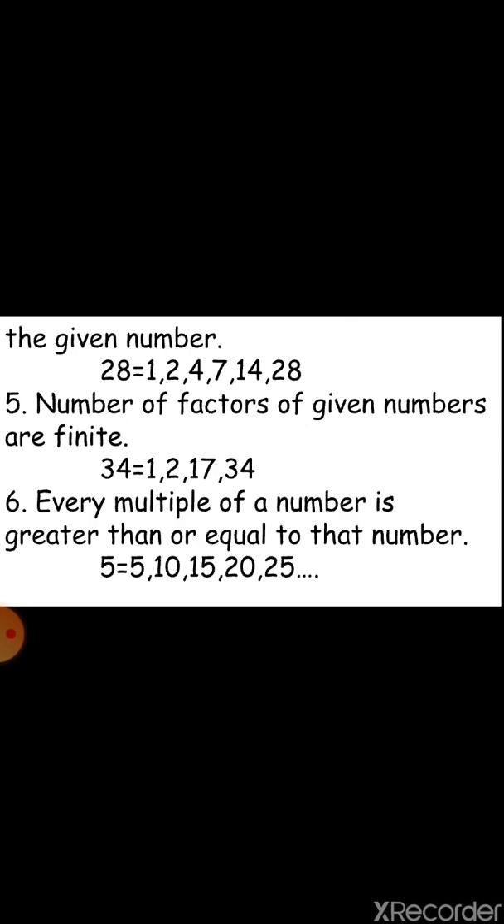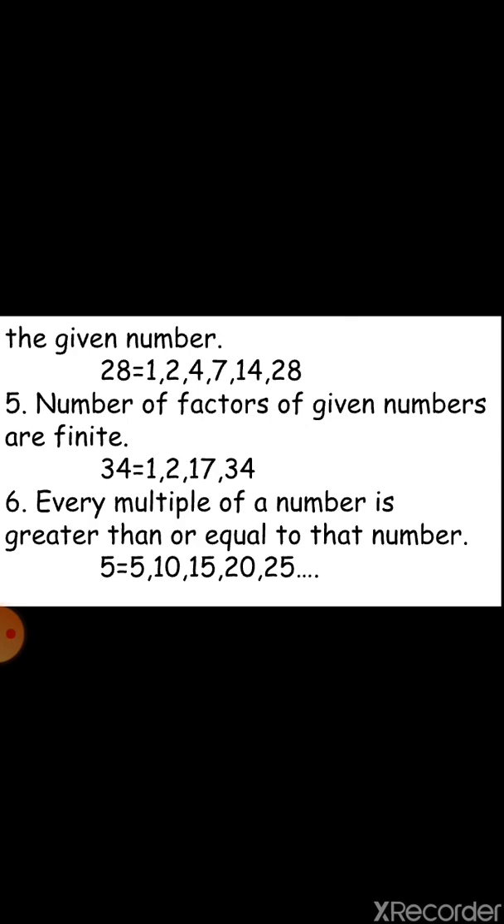Fifth is, the number of factors of a given number is finite. The factors of 34 are 1, 2, 17 and 34. That is, these are the factors, meaning there are only 4 factors. We can count that these are 4 factors.